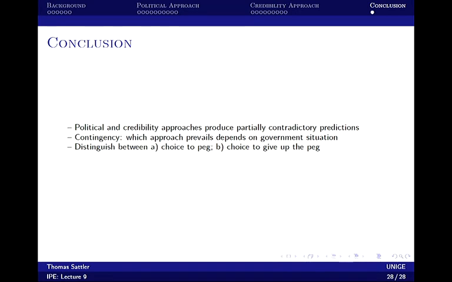Good, so this was a bit theoretical today, I guess, but next week we're going to talk about European monetary integration and the Eurozone crisis, and to understand the politics behind the Eurozone crisis, you really need to know what's going on here. So we're going to apply this. Partially we provided a more solid theoretical basis for what we discussed last week, and we laid the theoretical basis for what we're going to discuss next week when we talk about the Eurozone, okay?